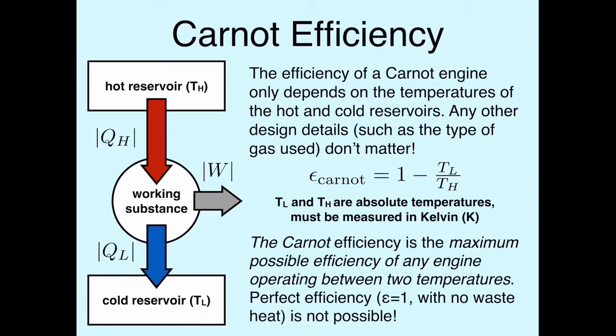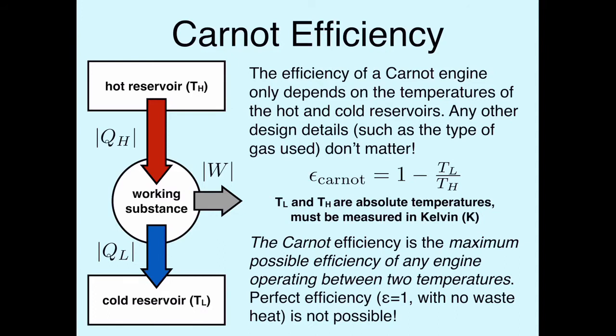Now, in order for this formula to work, TL and TH must be absolute temperatures, so measured in the Kelvin scale. And the reason for that is, as we derived this formula, we used the ideal gas law. And whenever we use the ideal gas law, we're assuming absolute temperatures. So that carries over into the final result.